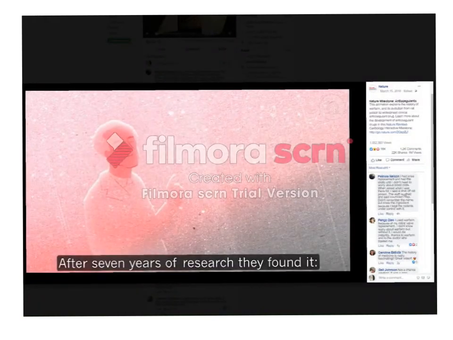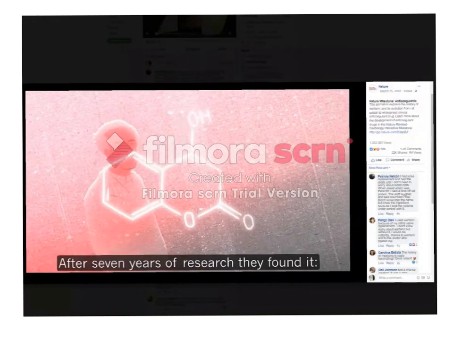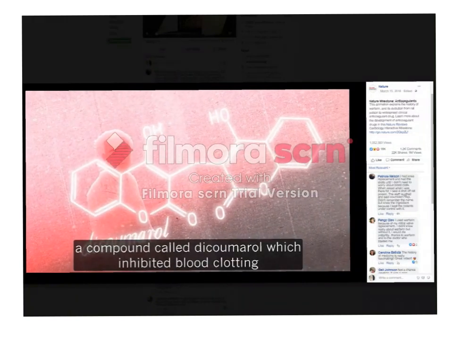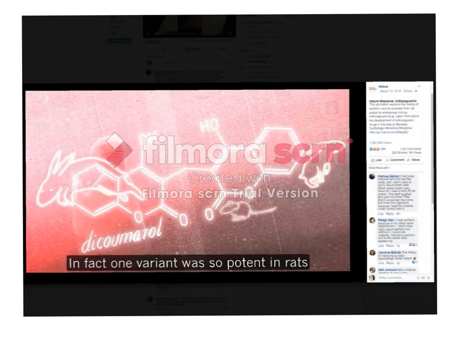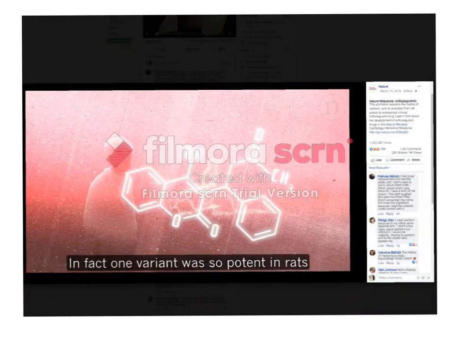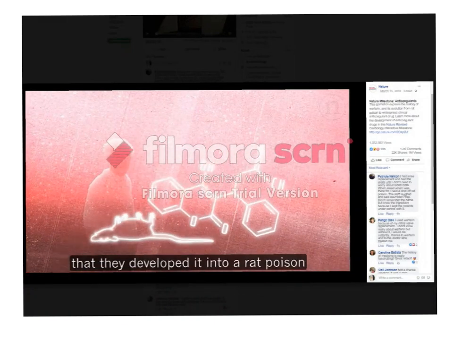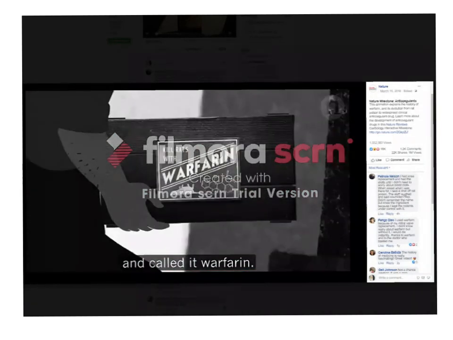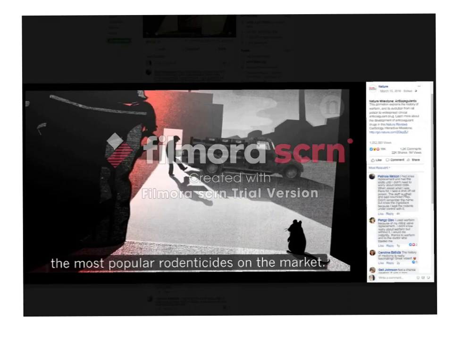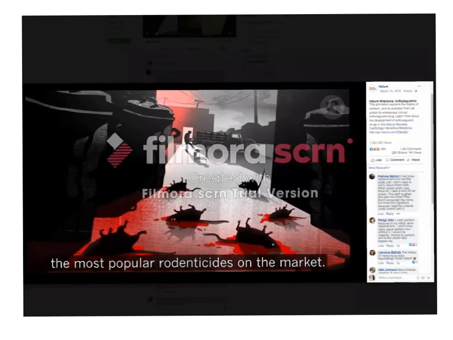After 7 years of research, they found it, a compound called dicumarol which inhibited blood clotting in a number of animals such as mice and rabbits. In fact, one variant was so potent in rats that they developed it into a rat poison and called it Warfarin. Unfortunately for rats, it became one of the most popular rodenticides on the market.